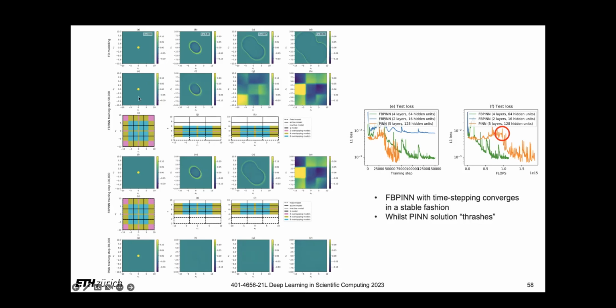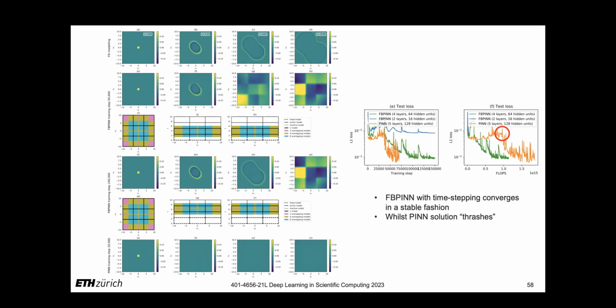We only train the first couple of time steps of subdomains here, made sure that it converged, and then learned the solution outwards by time stepping those subdomains. You can see that we call these finite basis PINNs, FBPINNs. The FBPINN learns the solution outwards in a nice, stable fashion, from the initial conditions outwards. Whereas, as I was saying before, the PINN thrashed until around 20,000 steps and then eventually converged.